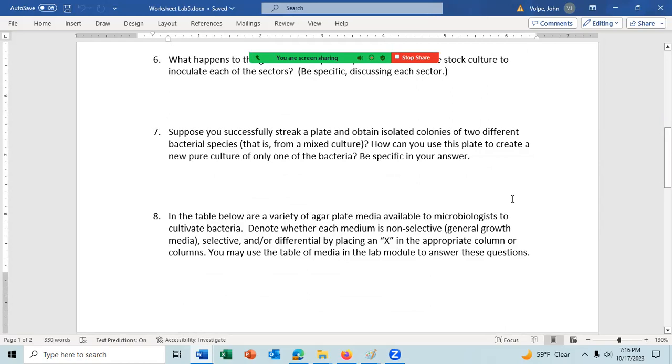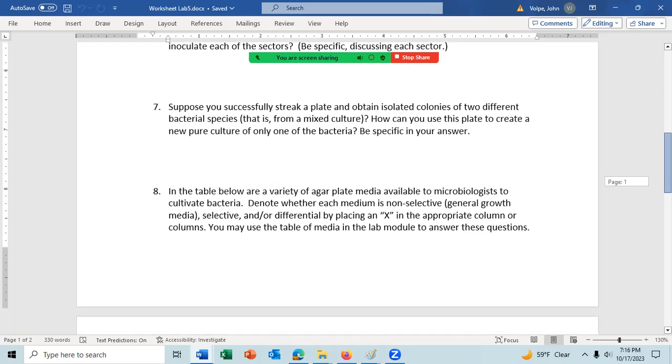7, this is a thinking question that often stumps students. Suppose you successfully streak a plate and obtain isolated colonies of 2 different bacterial species. How can you use this plate to create a new pure culture of only one of the bacteria? Be specific in your answer. So this is not the thinking question, okay? I've actually told you the answer to number 7.